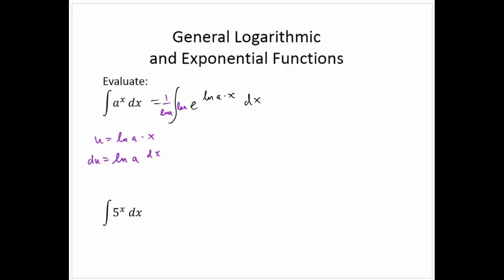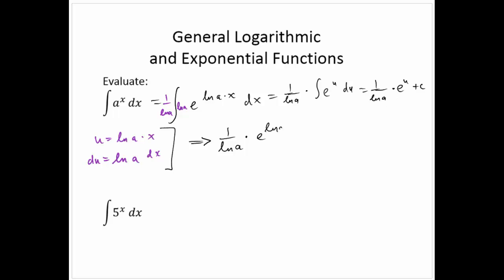And then this becomes 1 over the natural log of a times the integral of e to the u du. And so that's 1 over natural log of a times e to the u plus a constant. And so then we get 1 over natural log of a times, now e to the u, that would be e to the natural log of a times x, still plus a constant. And again, that was our original substitution. And so we get 1 over natural log of a times a to the x plus a constant.